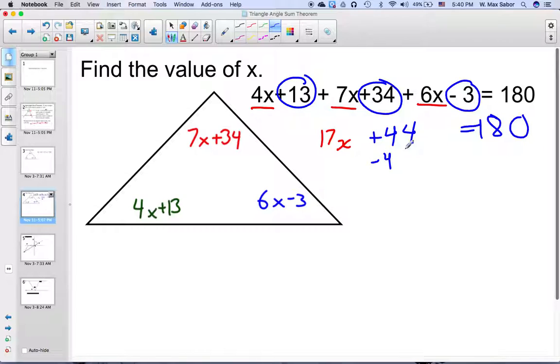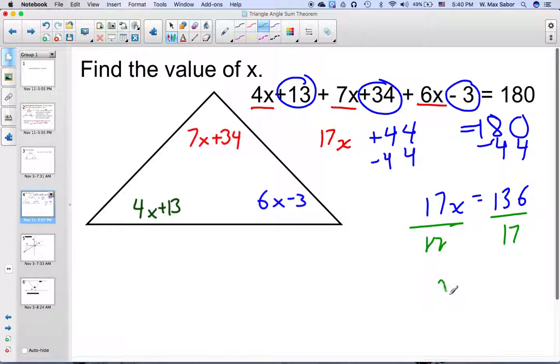Subtracting 44 from both sides gives us 17x equals 136. And dividing by 17 on both sides, 136 over 17. I think that can't be simplified any further. Nope, 136 divided by 17 is 8. So that gives us the value of x.